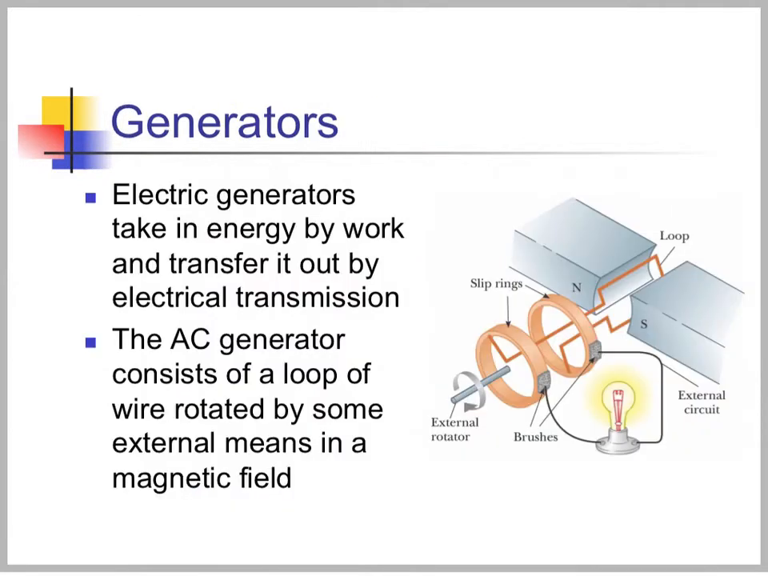Now, an electric generator is a device that makes use of Faraday's law. They take energy in by mechanical work and transfer it out by electrical transmission. An AC generator consists of a loop of wire that's rotated by some external means in a magnetic field. So here I have this loop of wire inside this magnetic field, and I can complete the circuit by making something called a slip ring. A slip ring is just a ring that's attached to the rod, goes around, and then I have a metal brush that just slides along it to create the electrical circuit.